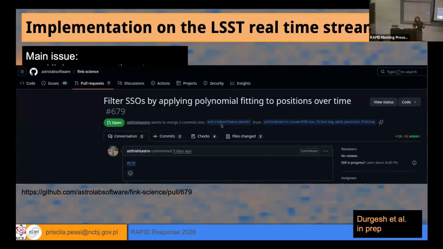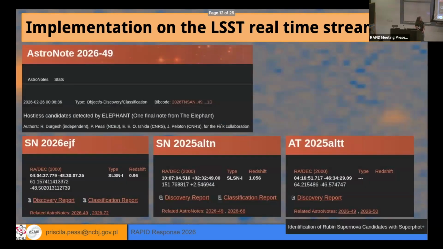Basically, it does a polynomial fit to the coordinate dispersion, and if it is a line, then we say, okay, we don't care about this. We did find many interesting things on the LSST alert stream.